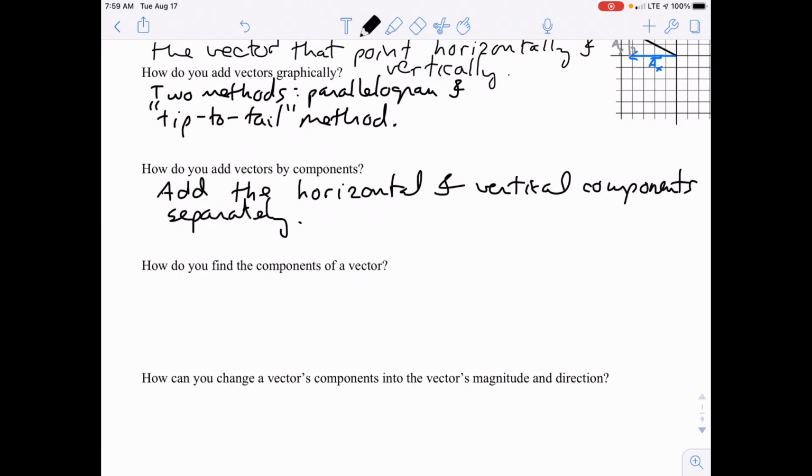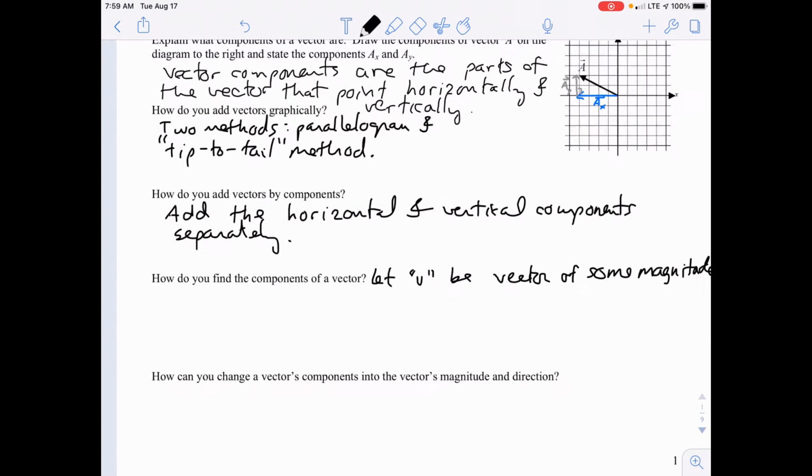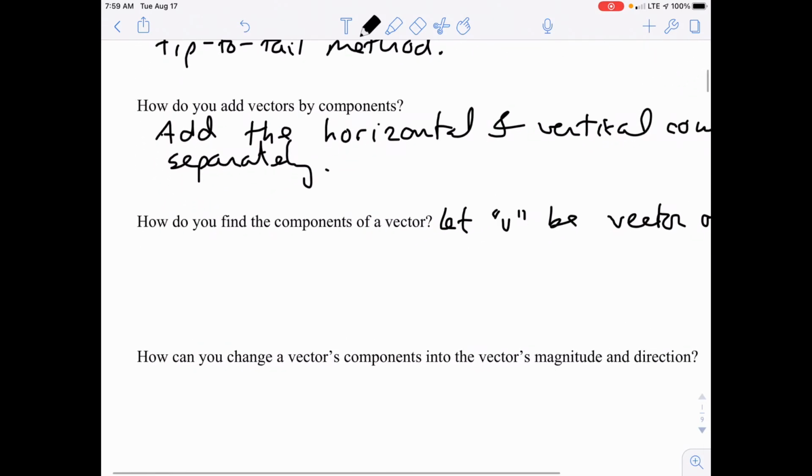How do we find the components of a vector? Okay, well, let V be a vector of some magnitude. Remember, the word magnitude means amount, quantity, size, right? How much. So vector V represents the amount or quantity of some vector. And we're going to point it up and to the right. We're going to say this vector V is pointing up that way. It's pointing at some angle theta above the horizontal.